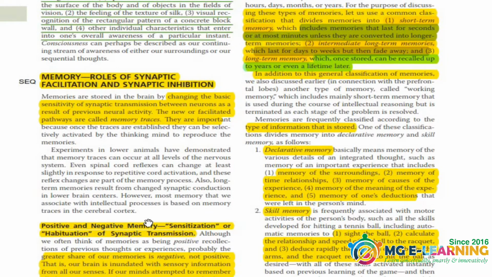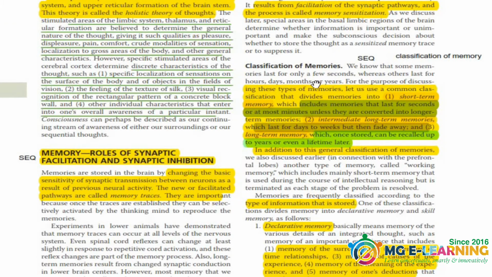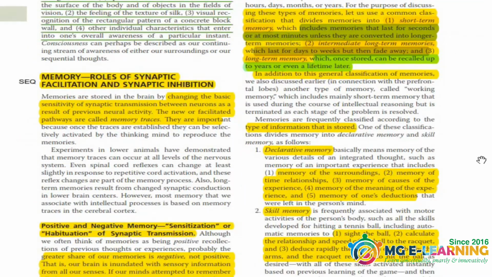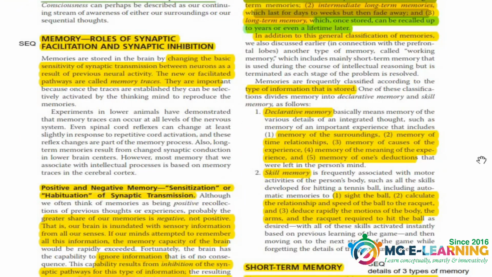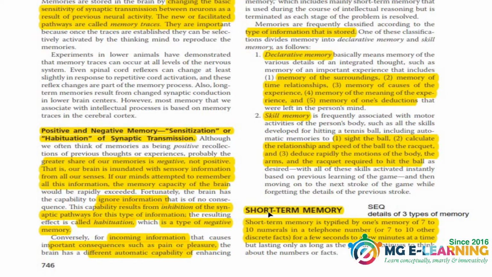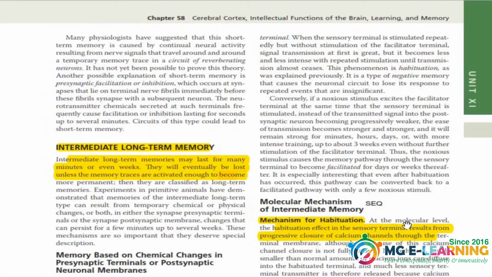Next is the classification of memories. This is also important as SEQ. You have to do two types of classification. This is based on type of information that is stored, and this is related with the duration for which the memory is made. So you have to know the classifications of memory, SEQ, regarding short-term memory, intermediate-term memory, and long-term memory. You have to write small details about these three types of memories.